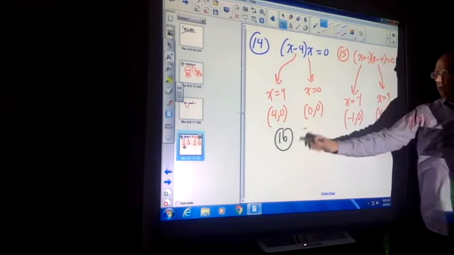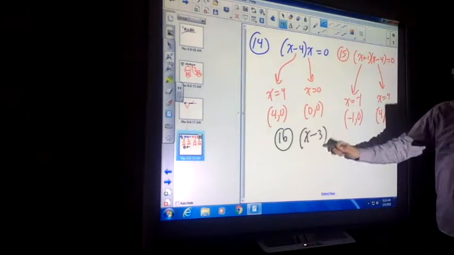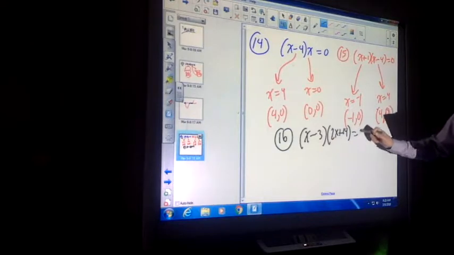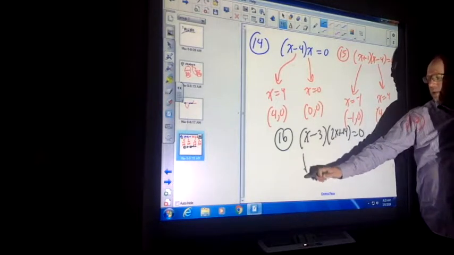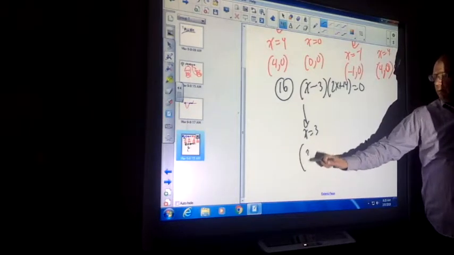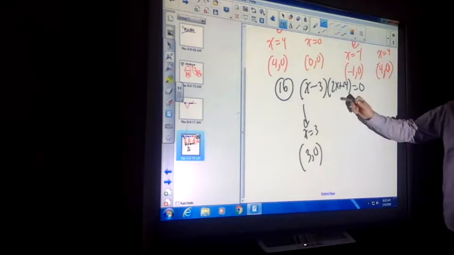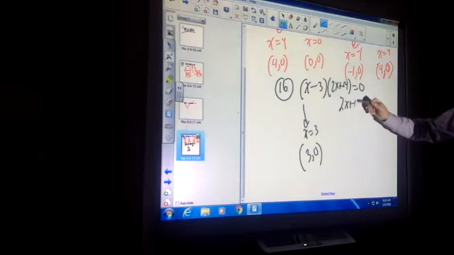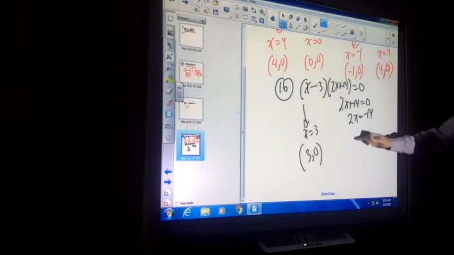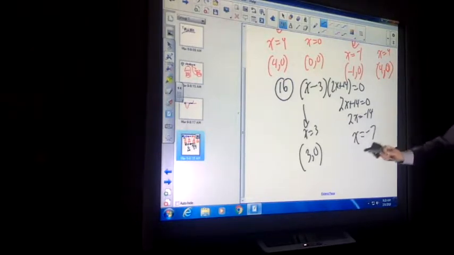For 16, I have x minus 3 and 2x plus 14 equals 0. So this gives me x equals 3. So that gives me the point 3 comma 0. This one, I'll just set it equal to 0 because I can't really do it in my head. Some of you might. So subtract 14, divide by 2. So then I get negative 7 comma 0. And that's the front page.